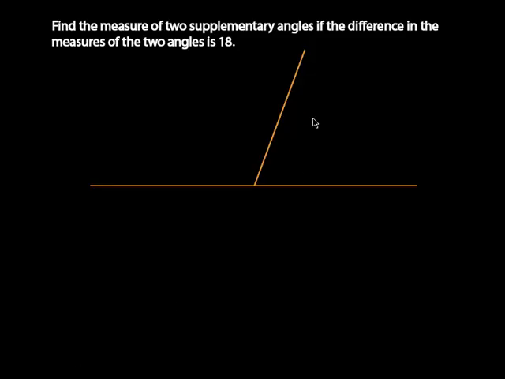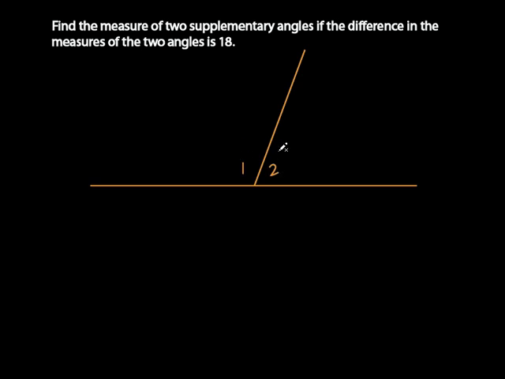Okay, here's an example for what we are just talking about, supplementary angles. It says, find the measure of two supplementary angles if the difference in the measures of the two angles is 18 degrees. When it says measures, they don't have to say 18 degrees. If they just said the difference in the two angles is 18, they could do that. All right. So find the measure of two supplementary angles. Well, here's two angles right here that are supplementary. I've got angle 1 and angle 2. So I drew the picture out.